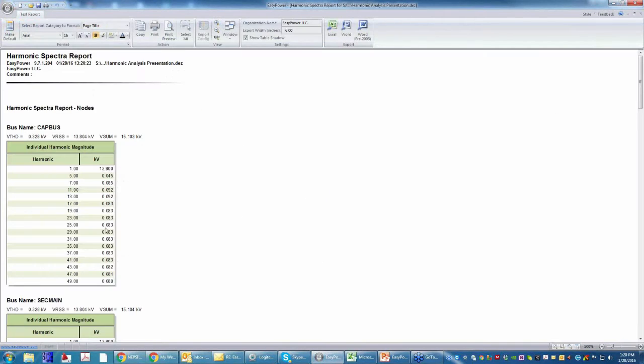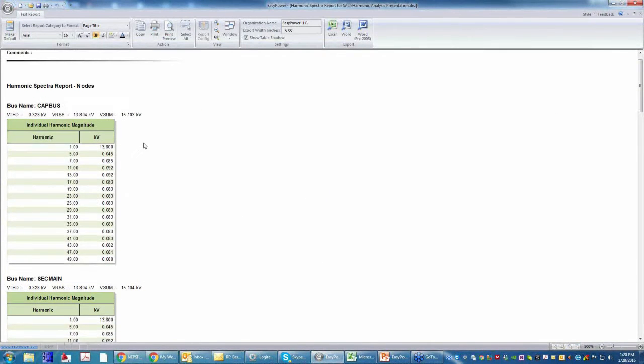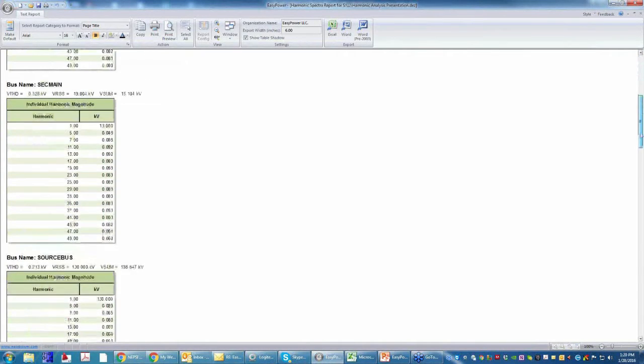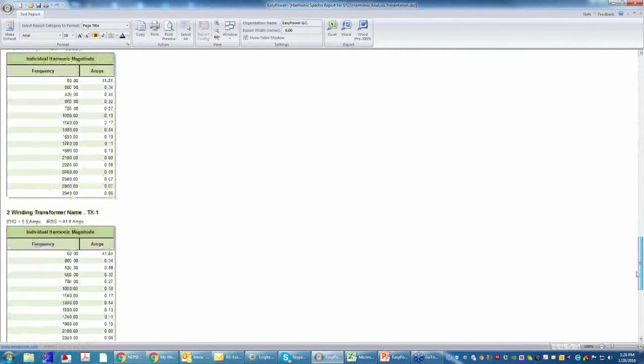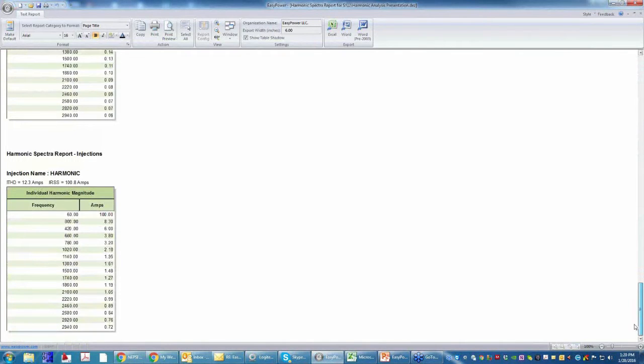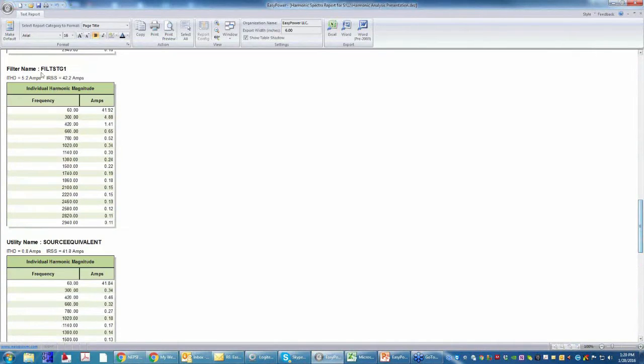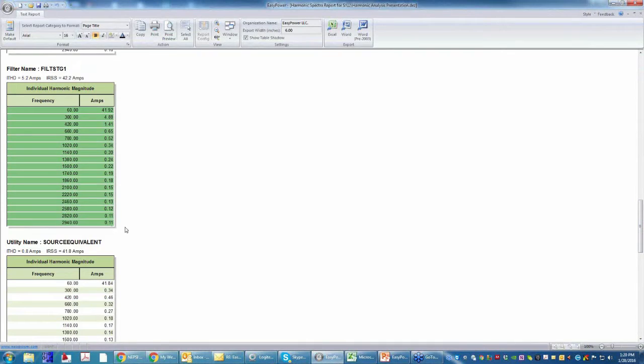Looking at the other reports, this is a harmonic spectra report, and what I use this for is I usually come down and grab the harmonic currents that the harmonic filter is seeing. Like right here, there's the filter stage currents. I can actually get the value of amps that the harmonic filter is filtering. And the point that I want to make is that the value of current that you calculate here should not be the design rating of your filter bank.